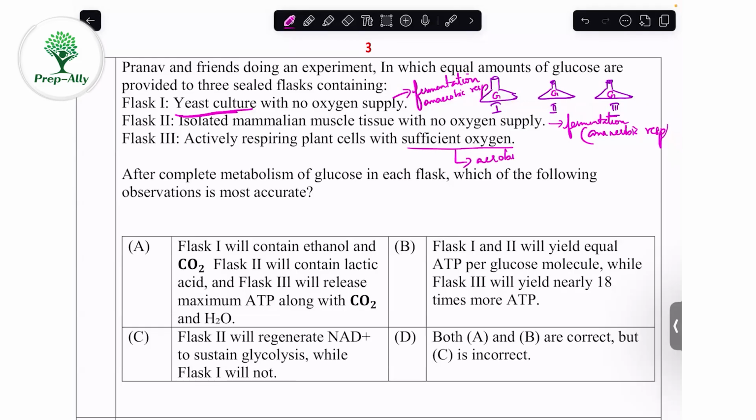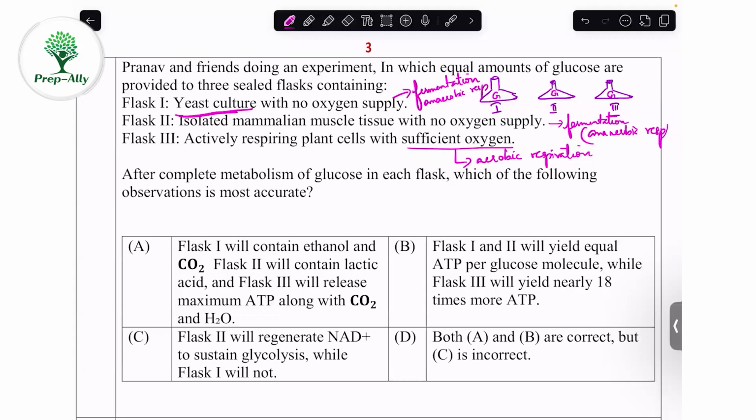In flask 1, anaerobic respiration takes place. Flask 2, anaerobic respiration takes place. In flask 3, aerobic respiration takes place. Okay. Now we will see which options are correct. Got it. So that's what we understood from the question. So 1 and 2 have anaerobic respiration, and 3 has aerobic respiration.